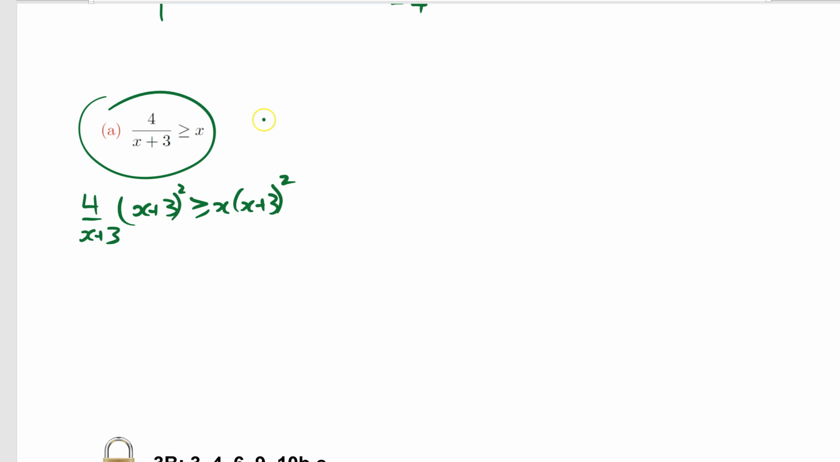So there's an alternative using this concept up above because of the fact that it's an inequality. That alternative involves, first of all, gathering everything to the same side. So 4 over x plus 3 minus x greater than or equal to 0. What we're really looking for is when this curve, whatever it looks like, is above the x-axis, so when it's greater than or equal to 0. If we just work on this side now, we get a common denominator, which will be x plus 3.